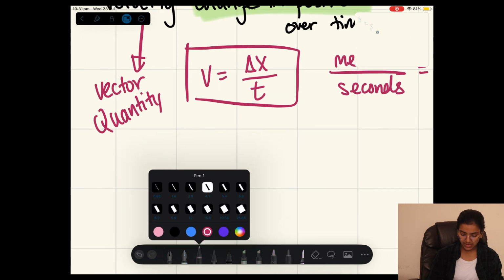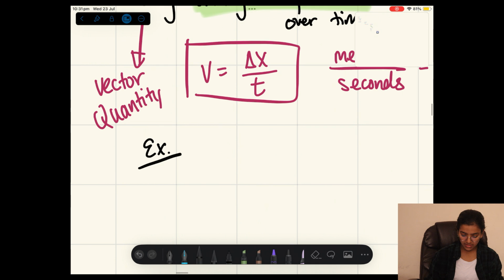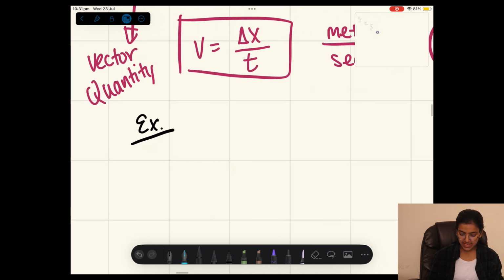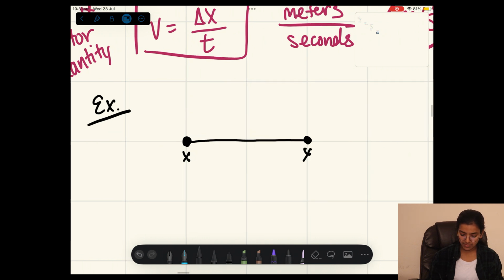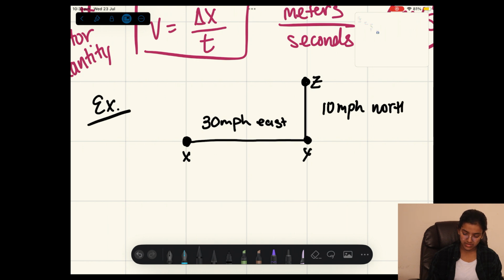Now, to understand this better, let's take an example, okay? Let's say that we're here at point X and then we go 30 miles per hour to the east here to point Y, and then from point Y we go 10 miles per hour to the north to point Z. Okay, let me write this down. So this is 30 miles per hour to the east. This is 10 miles per hour to the north.